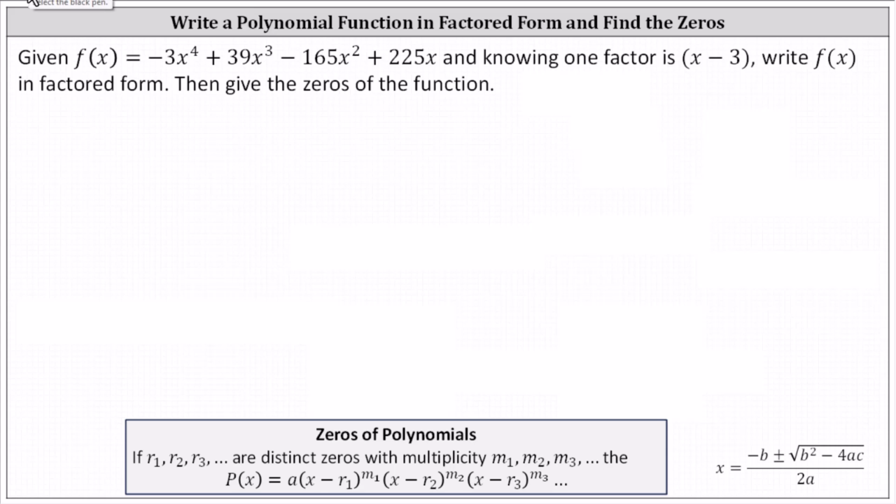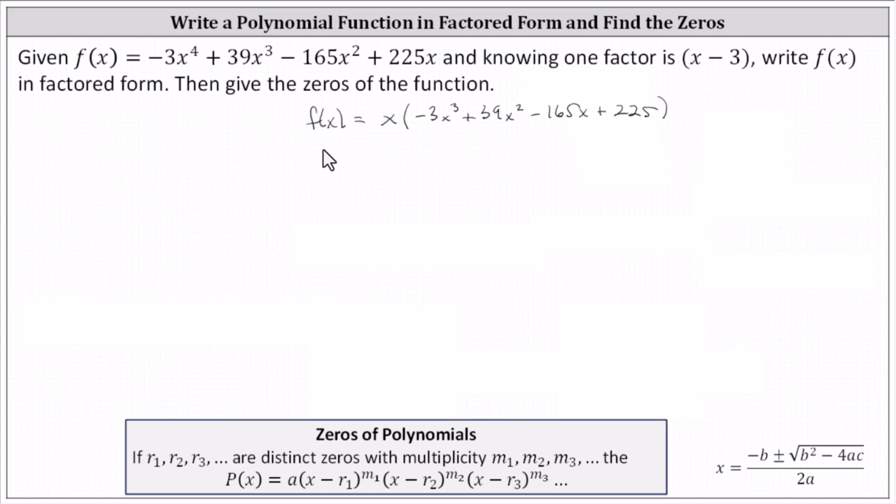Let's begin by factoring out x from the polynomial function. We can write f of x as f of x equals x times the quantity negative 3x cubed plus 39x squared minus 165x plus 225. And then from here we also know x minus 3 is a factor, which indicates x minus 3 must be a factor of this cubic factor.